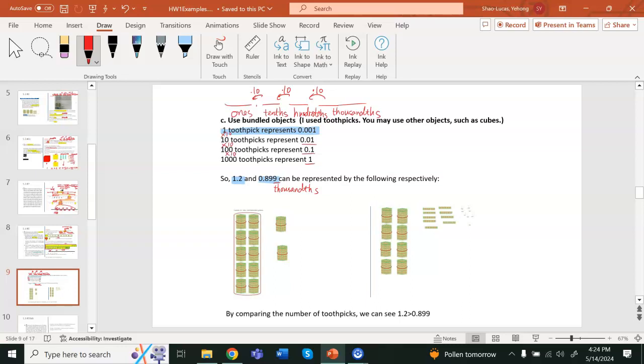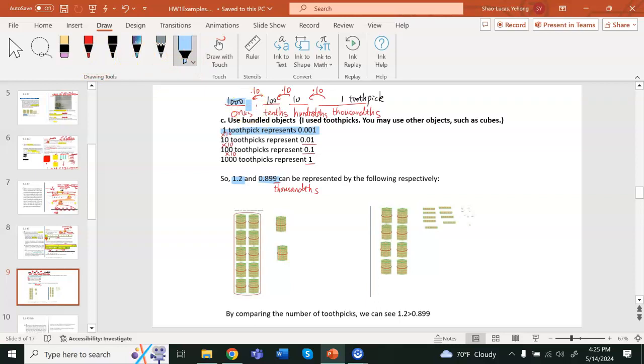So in order to do this, if I use 1 toothpick to represent the thousandth, then I'm going to have 10 toothpicks here, 100 toothpicks here, and 1,000 toothpicks here for 1. Okay, so here I have the toothpicks. For 1.2, let's start with 1.2. First of all, I need 1,000 toothpicks. So I put them here all bundled together.